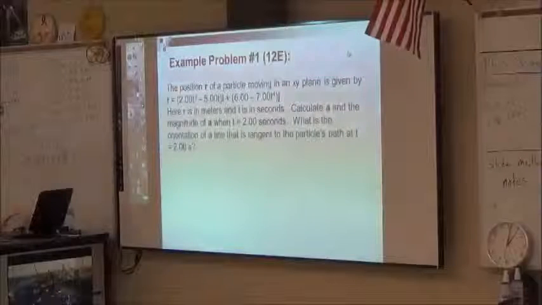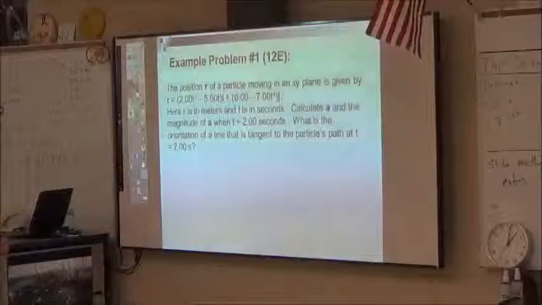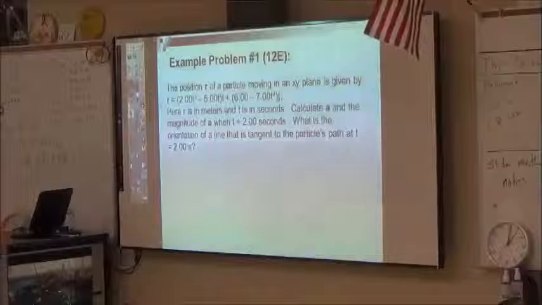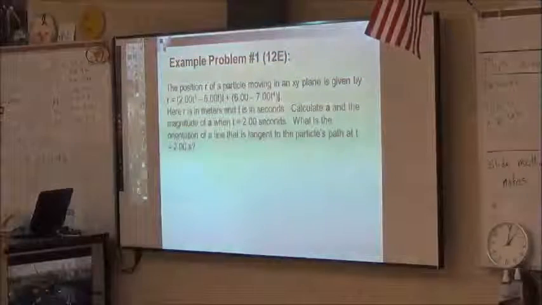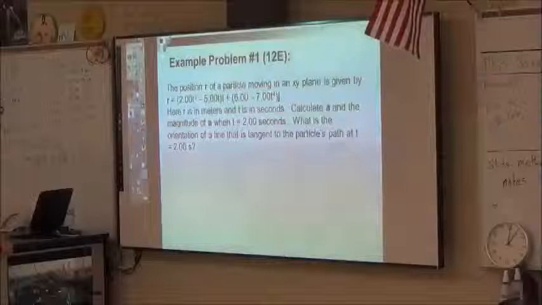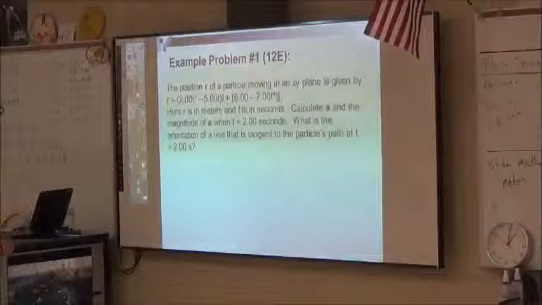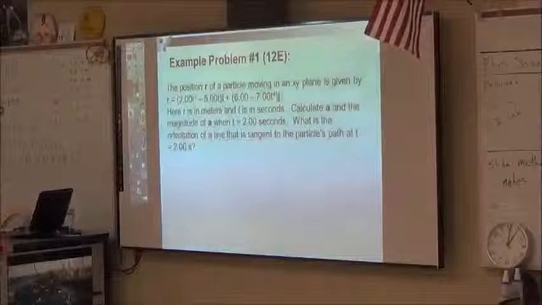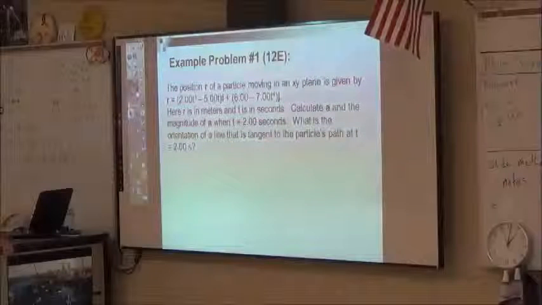So here's one problem. We've got the position of the particle, and this is given in vector notation with the i and j. It's given by that function. r is in meters, t is in seconds. Calculate a and the magnitude of a when t is at 2 seconds. And then what's the orientation of a line that's tangent to the particle's path at 2 seconds?